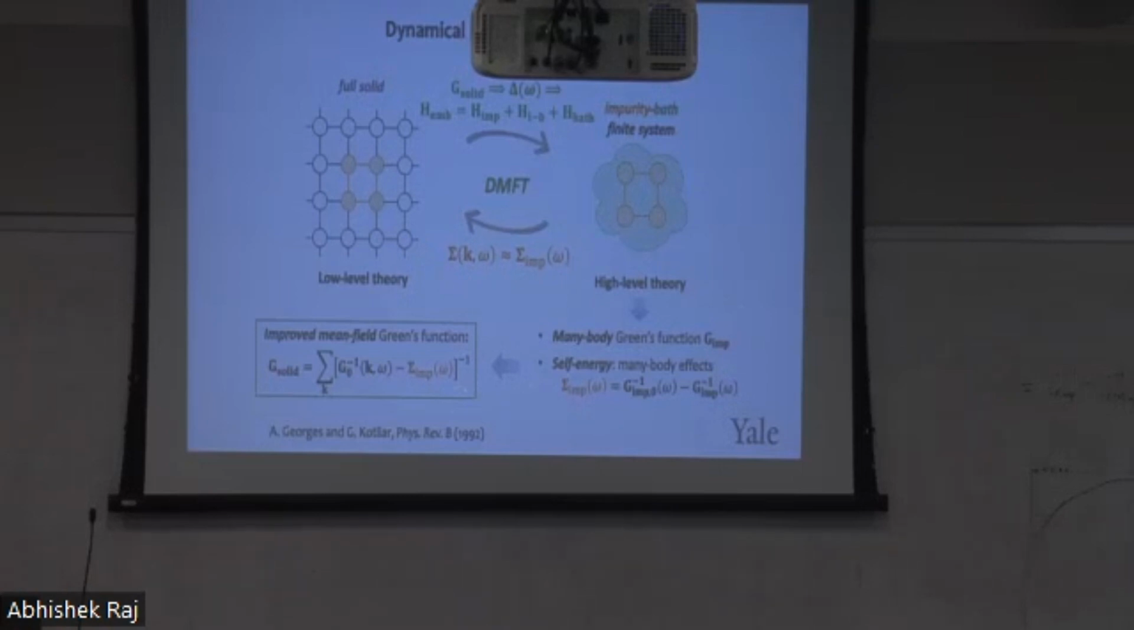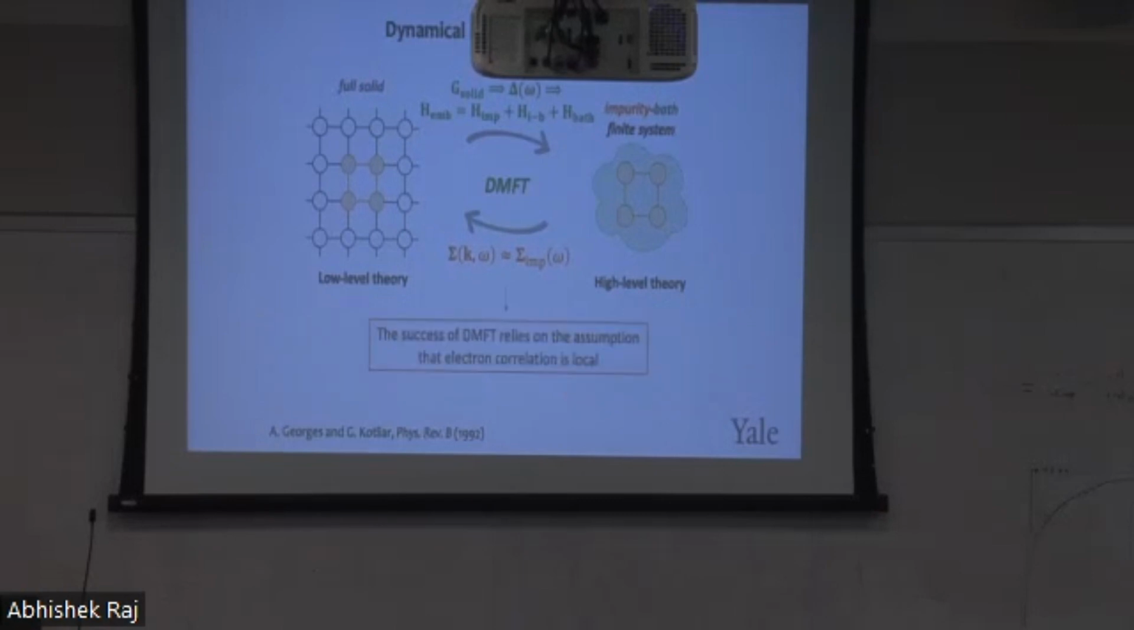It works perfectly when you have a purely local interaction. This approximation becomes exact, but we all know in realistic systems there are no such purely local interactions. Then this becomes only an approximation, right? So what we need to do is this thing self-consistently until some convergence is achieved. As I said, the success of the DMFT really relies on the assumption that electron correlation is local. But we also know that in transition metal systems, the 3d electrons and the 4f electrons are indeed local. Their interactions are mostly local. That is why the DMFT has achieved a very big success in the condensed matter community.